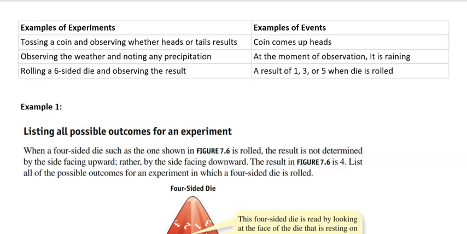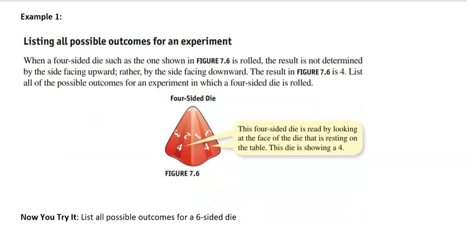All right, so let's look at an example. We've got a 4-sided die, the one shown below. When you have a 4-sided die, the one that turns up is the one that's facing downward, actually. So list all the possible outcomes for the experiment when a 4-sided die is rolled. All possible outcomes would be 1, 2, 3, and 4. That's pretty much it. Now you try it with all possible outcomes for a 6-sided die.